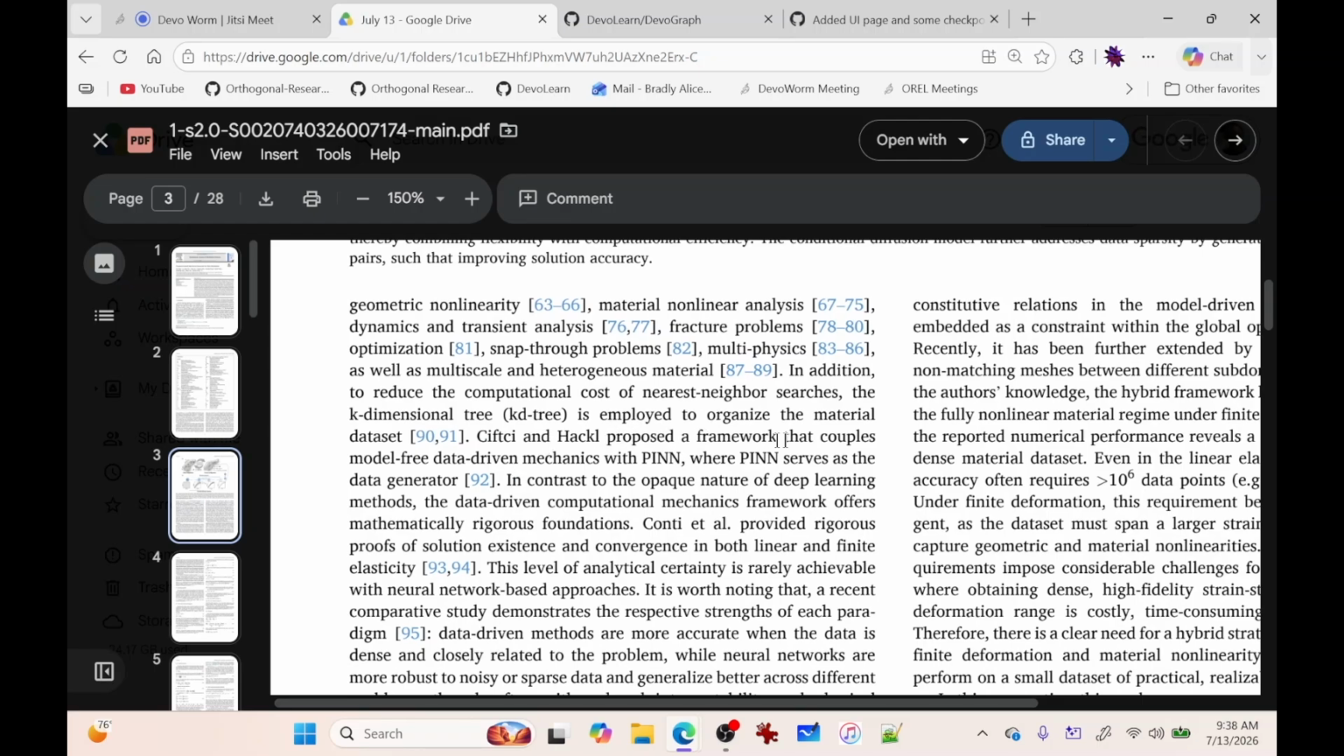Sifakis and Haeckel propose a framework that couples model-free data-driven mechanics with a physics-informed neural network, where PINNs serve as a data generator. In contrast to the opaque nature of deep learning methods, the data-driven computational mechanics framework offers mathematically rigorous foundations. Conti et al. provide rigorous proofs of solution existence and convergence in both linear and finite elasticity. This level of analytical certainty is rarely achievable with neural network-based approaches.